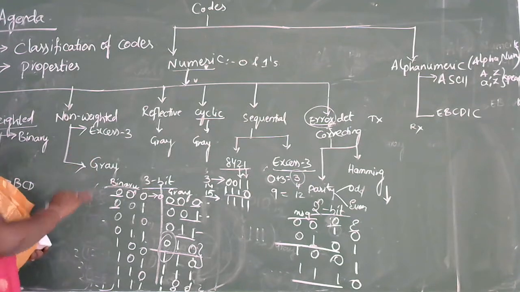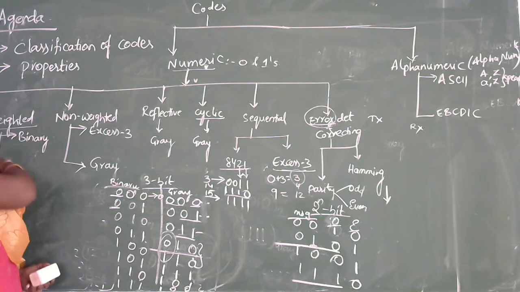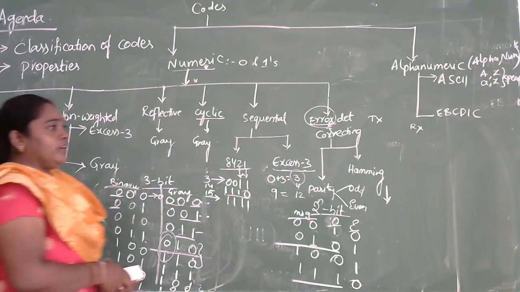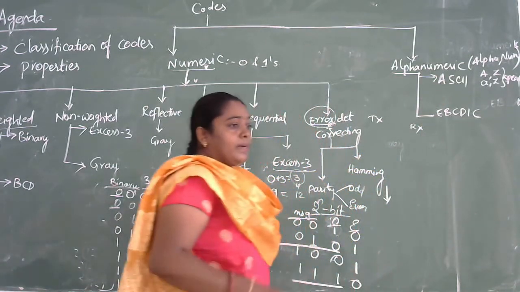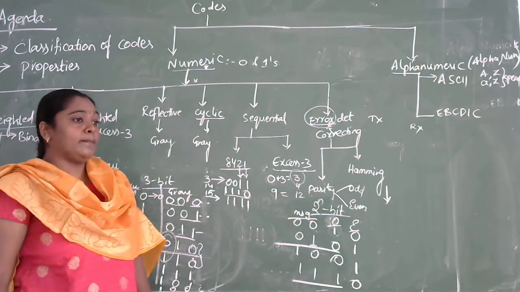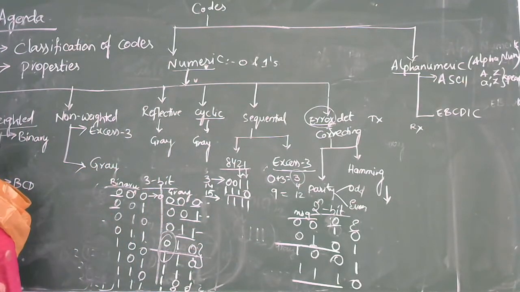All about the classification of codes under the numeric one. Coming to the next one, which is the alphanumeric. In the case of an alphanumeric, it consists of alphabets followed by numerical numbers. So whatever codes we have discussed till now, in all these codes we have only the digits zeros and ones. That is the reason all these codes are examples of numeric codes. Whereas alphanumeric codes consist of alphabets followed by numerical numbers.